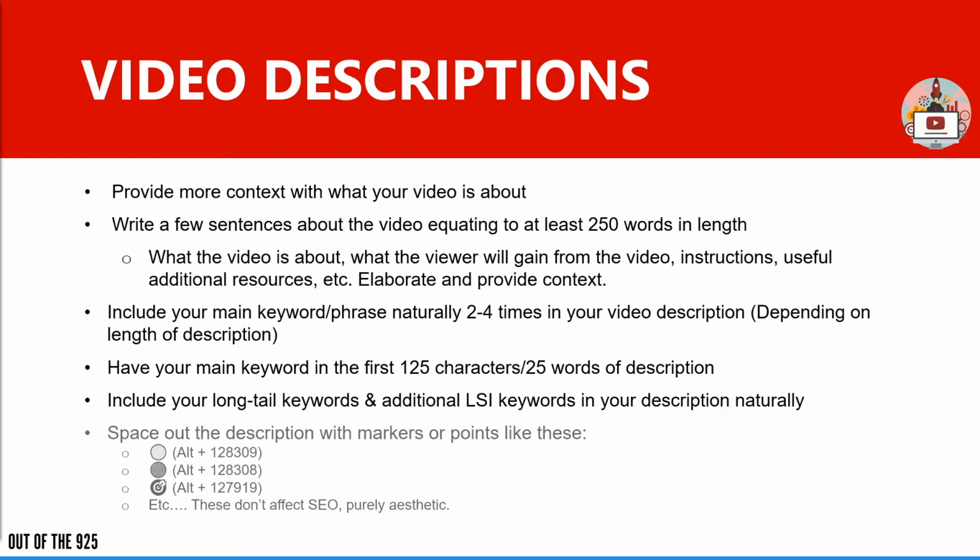All right, and to make your descriptions more appealing on the eye to your viewers, you can space out different sections of your description using markers or pointers. So you can either use normal keys on your keyboard like a dash or a little arrow button or one of those more than or less than signs, or you can use some alt symbols like these. These are generally colored, and you just hold down the alt button and then type in the number here. So whilst holding the alt button down, you'll type in 128309, and then this little circle appears.